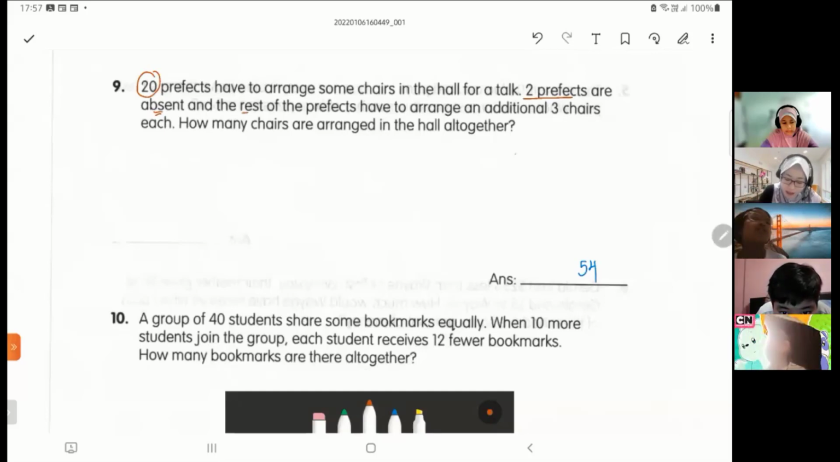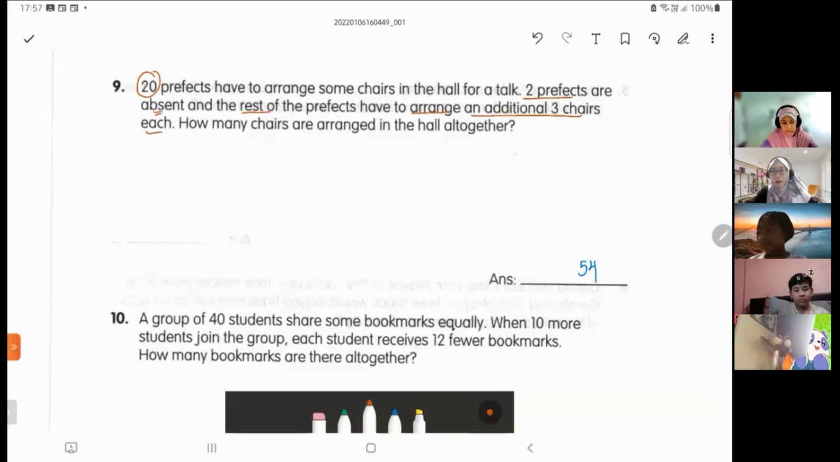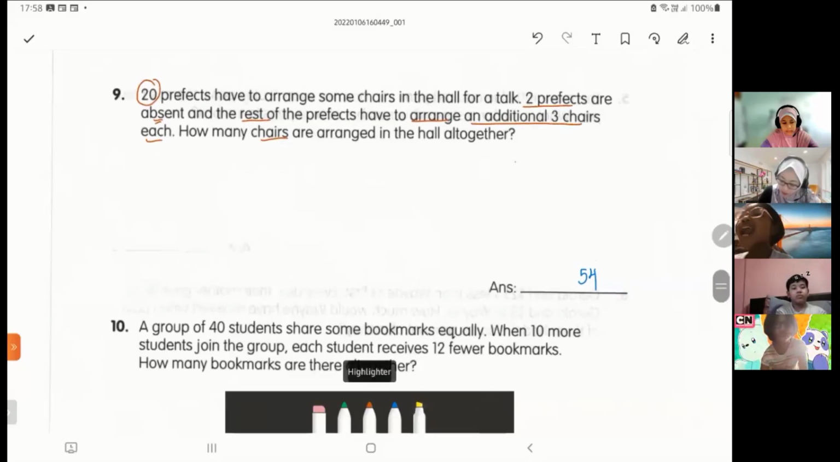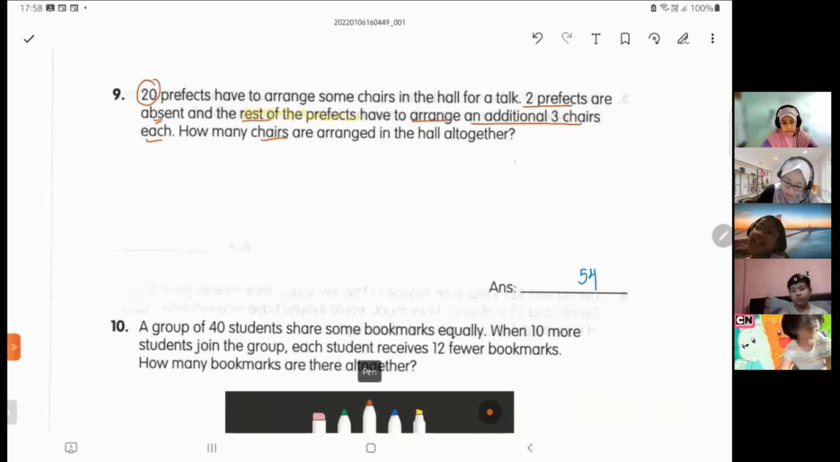And the rest of the prefects have to arrange an additional 3 chairs each. Makes sense, right? Because now I have a lesser number of prefects. Of course, each prefect now must do extra chairs because I am short of 2 prefects. Okay, so how many chairs are arranged in the hall altogether? First things first, let's find the rest of the prefects.